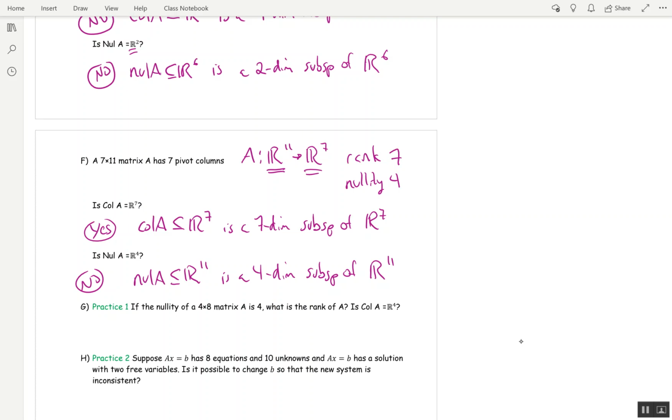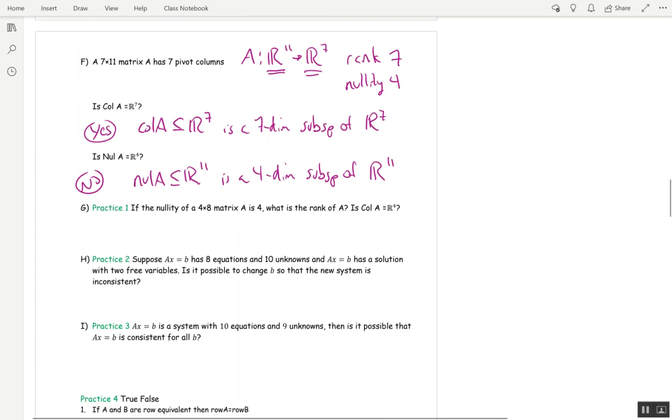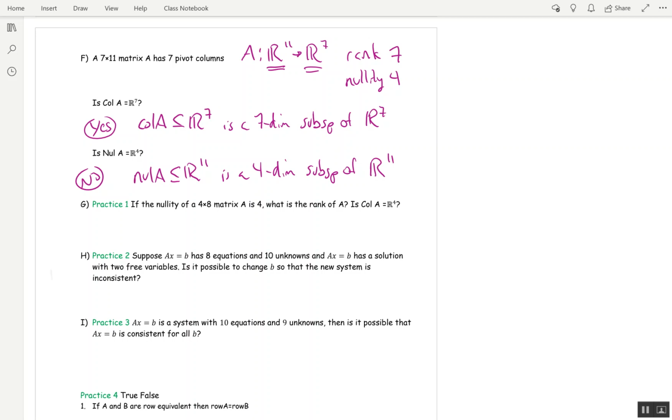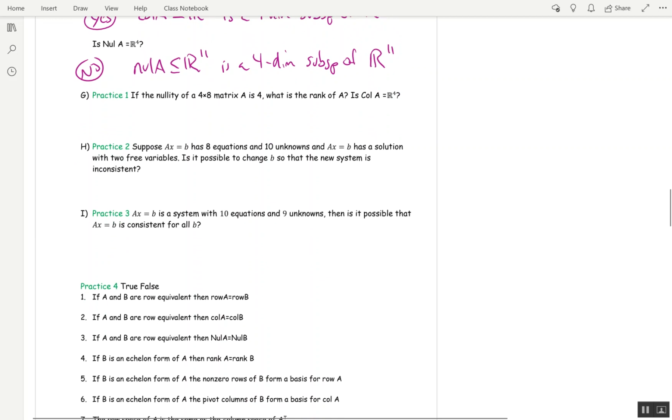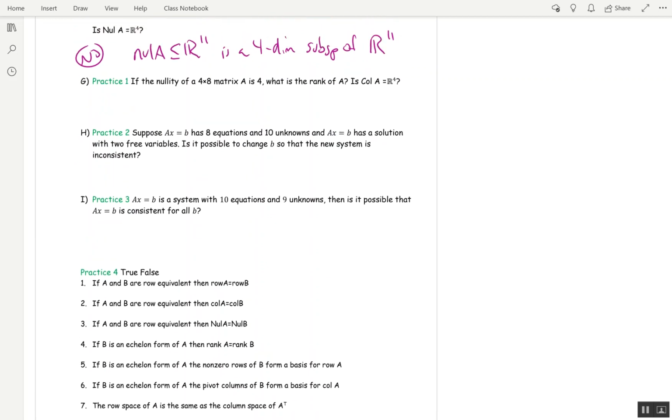Okay, so if you think you might be getting the hang of it, pause the video and do these practice problems. I have the solutions at the end. And then for the next half of this, I'm going to stop this video here, and then I'll pick up a second video for the rest of the lecture notes.